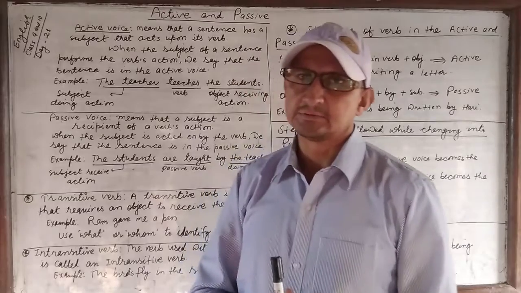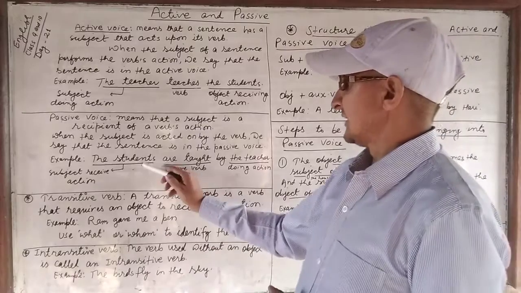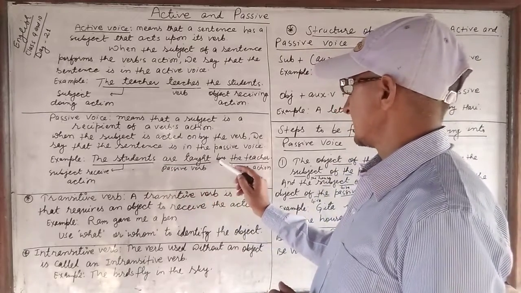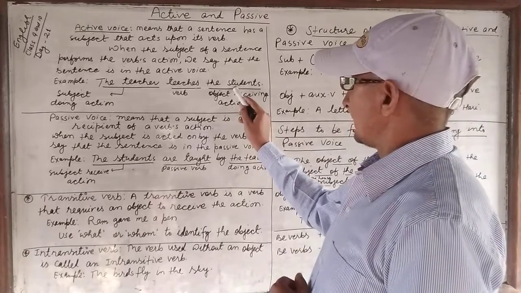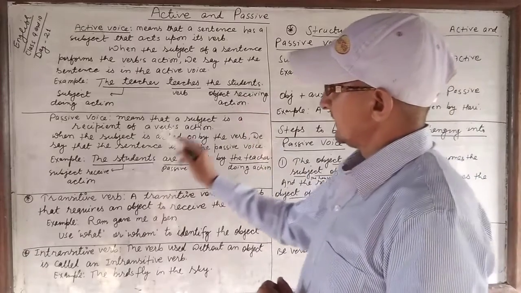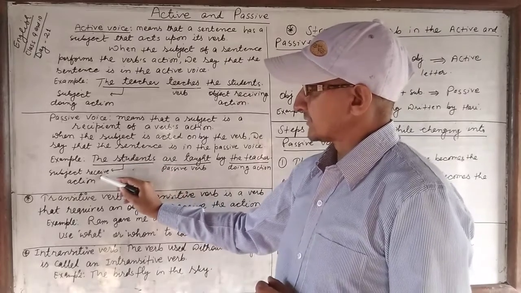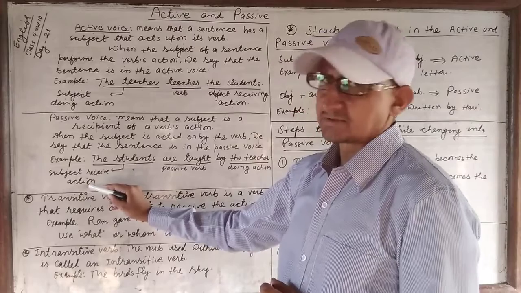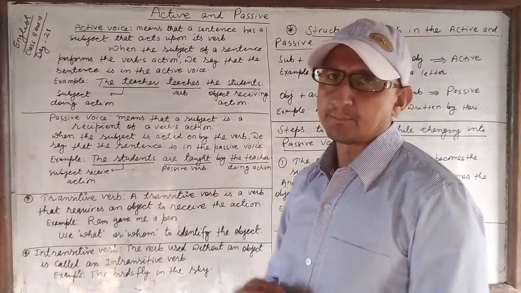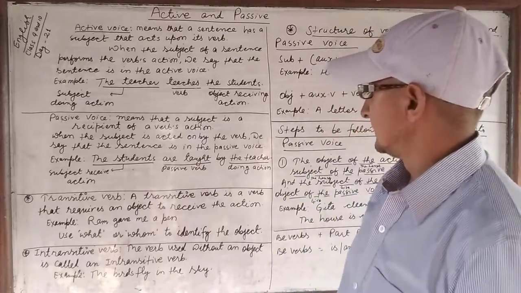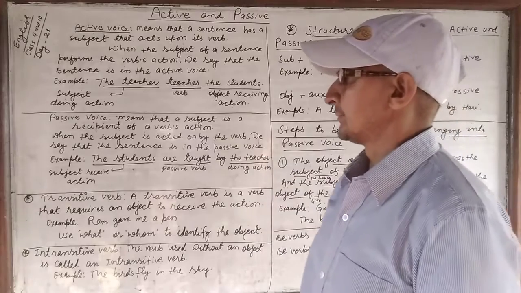Let's clear it with the help of an example. The students are taught by the teacher. The object of the active voice becomes the subject in the passive voice, and the subject receives the action in passive voice, and 'are taught' is the passive verb and the teacher is doing the action.